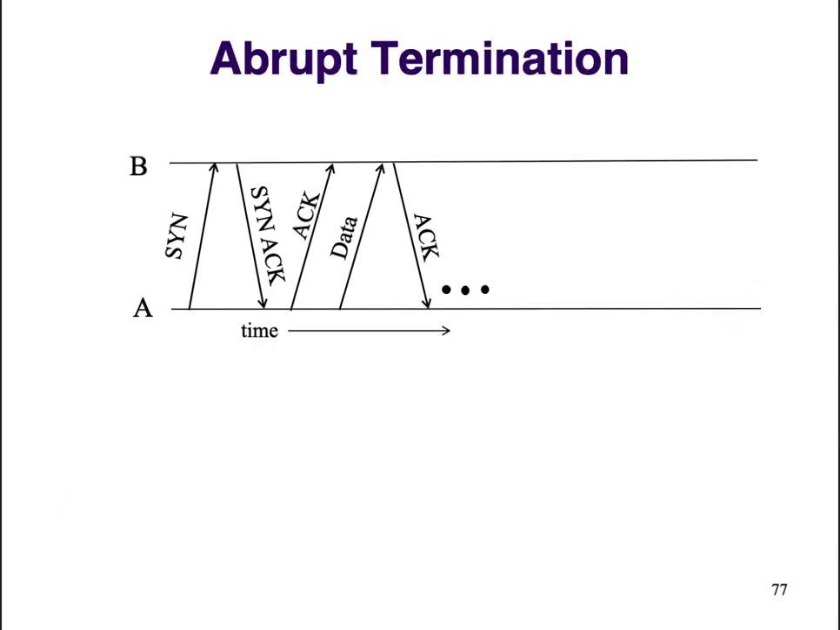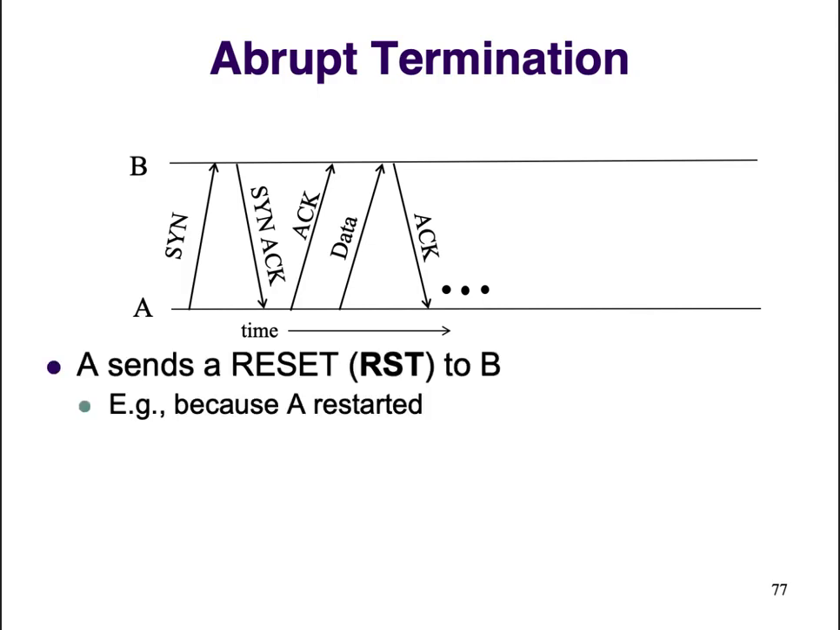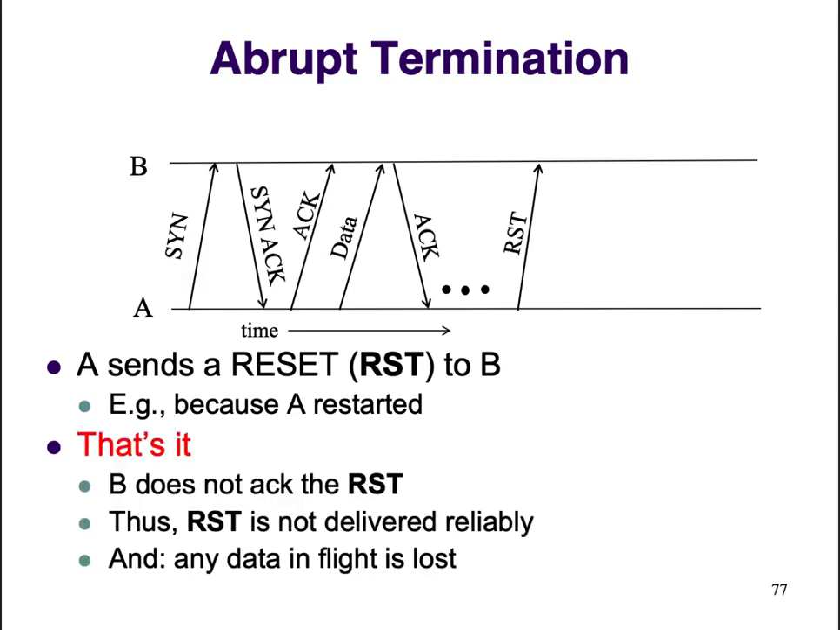Okay, so then the other type of termination that's relevant is what we call an abrupt termination, or you've probably heard of your TCP connection being reset. That's where this comes in. This is really a pretty drastic form of terminating a TCP connection. Either side can just send a reset message to the other side. And when you send a reset message, that's it.